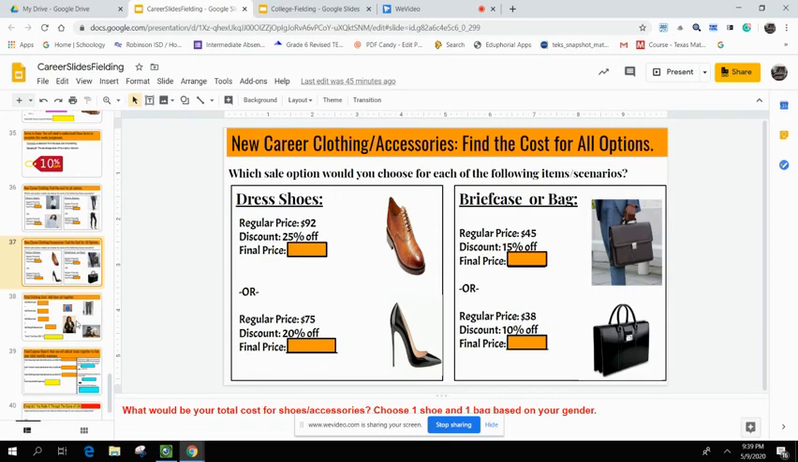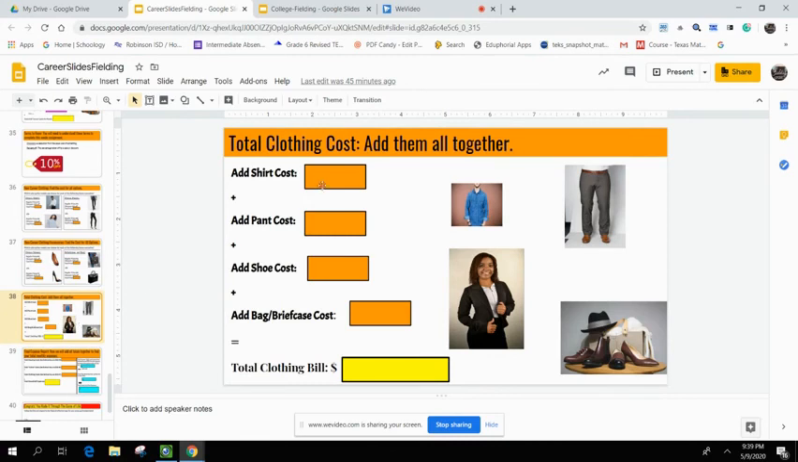And then when you get those, simply go to slide 38 and fill them in. This is the cost of the shirt, the cost of the pants, cost of your shoes, and the handbag. And your total cost will be put here, and we'll use that figure later.